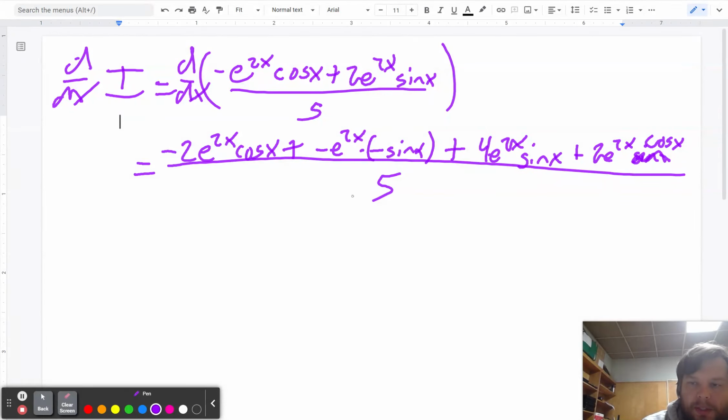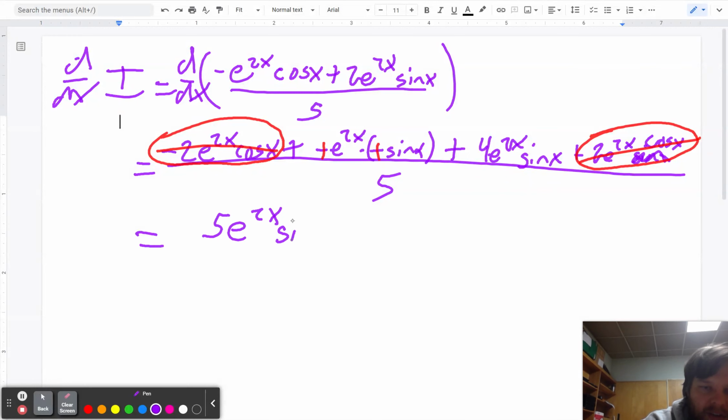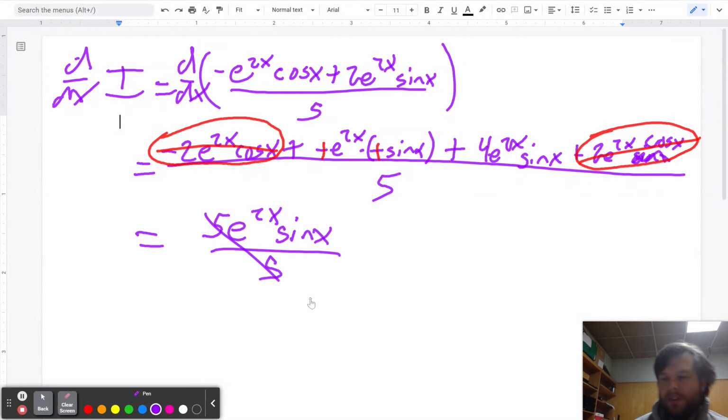And what I notice when I look at this is we have a negative 2e to the 2x cosine x, and we have a positive 2e to the 2x cosine x. Those cancel. Here we have a double negative, e to the 2x sine of x, and 4 more of them. So somewhat amazingly, we have 5e to the 2x sine of x over 5, which equals the original value. So it's kind of nice.